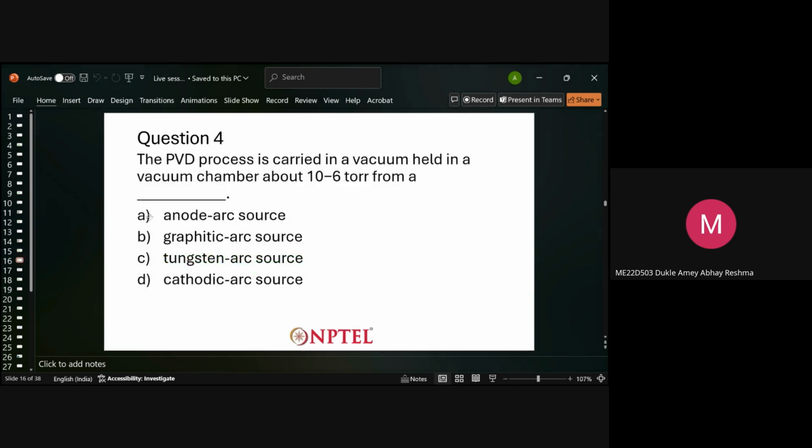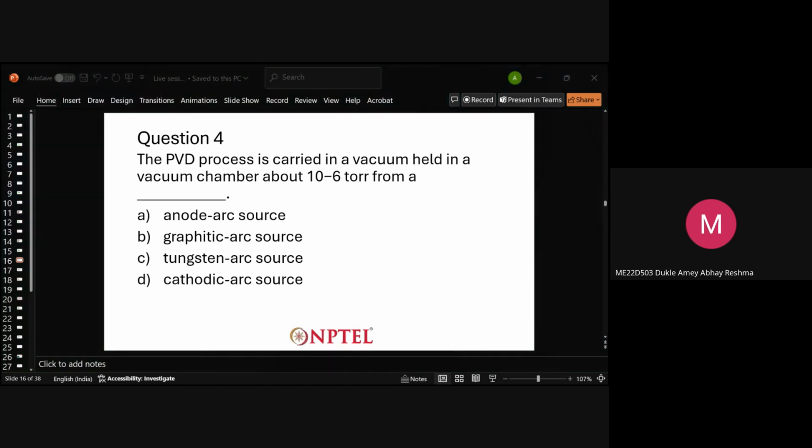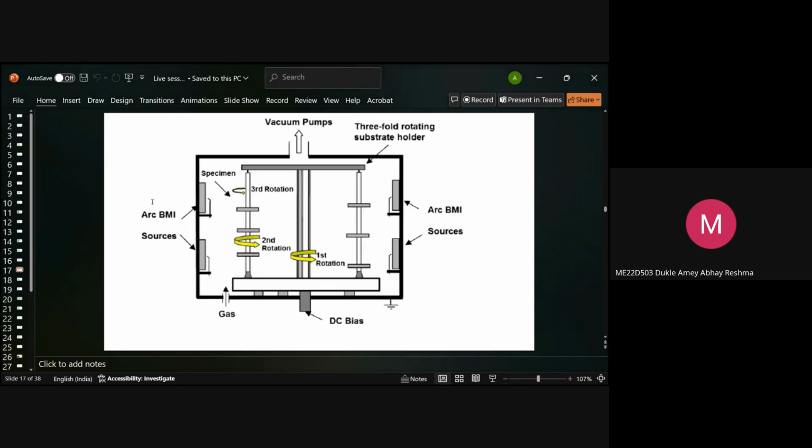PVD process is carried in a vacuum held in a vacuum chamber at about 10 raised to minus 6 torr from an anode arc source, graphitic arc source, tungsten arc source, or cathodic arc source. So this is basically something where there is nothing to understand. This is something which you need to know.